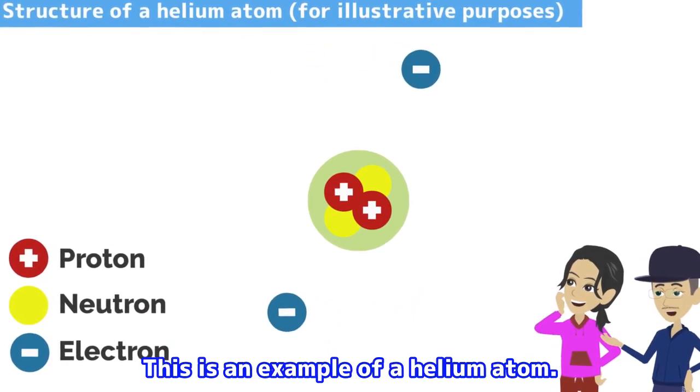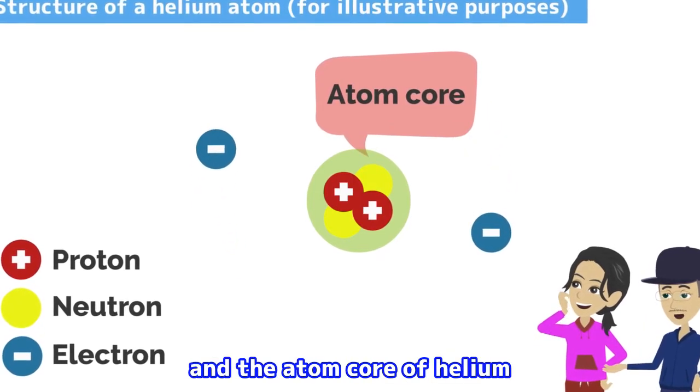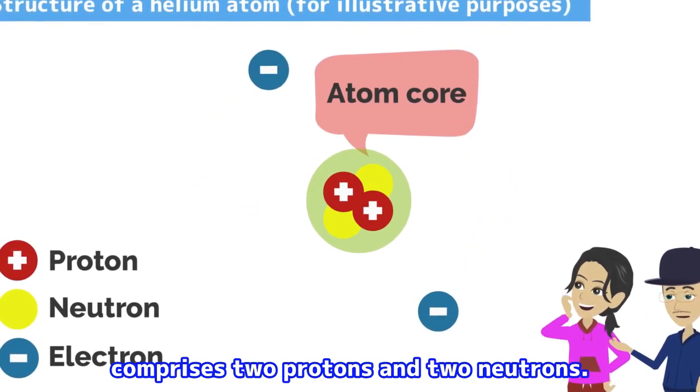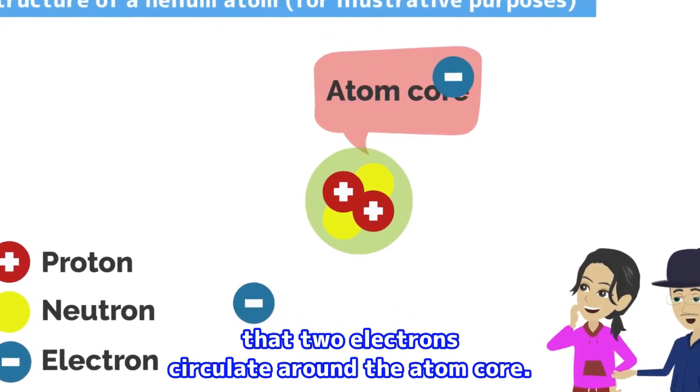This is an example of a helium atom. There is an atom core in the middle of the atom, and the atom core of helium comprises 2 protons and 2 neutrons. And you can have an image that 2 electrons circulate around the atom core.